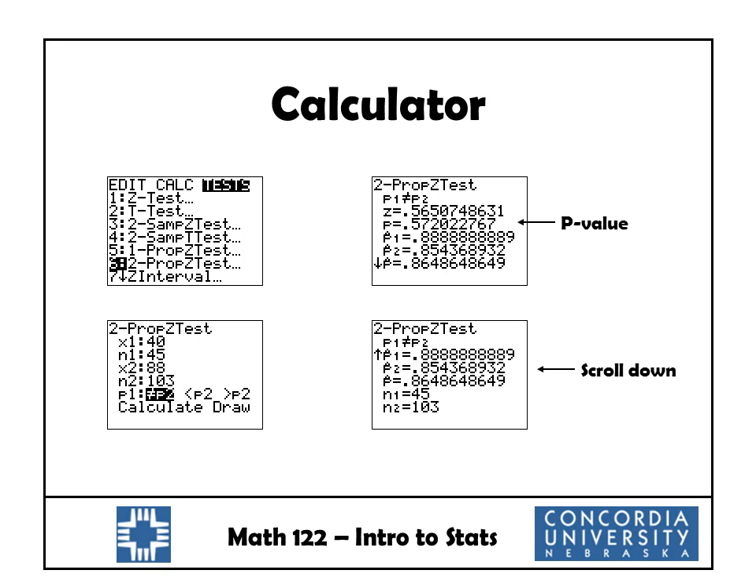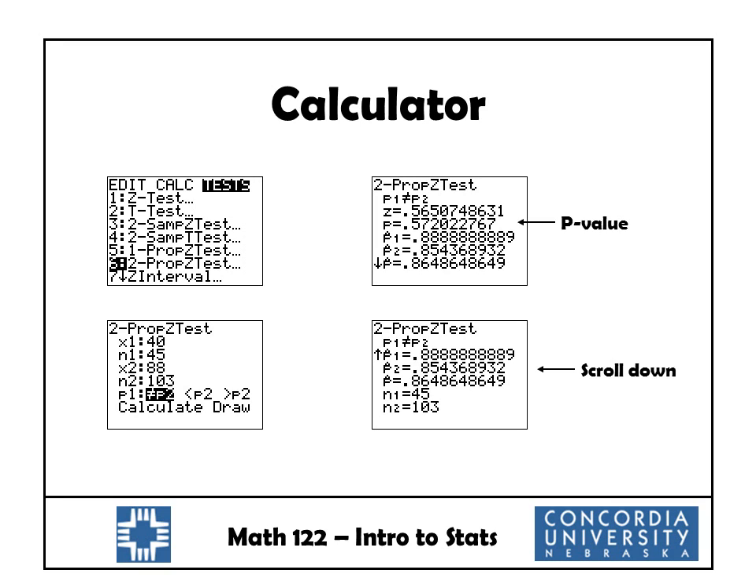Now let's enter things in our calculator. You see there in the upper left, option 6, 2-PropZTest. Below that you see the window where we enter information. x1 is 40, we just calculated that. n1 is 45. And then x2 is 88, we calculated that. n2 is 103. Next we enter the form of our alternative hypothesis, which is that P1 is not equal to P2, so we select that first option. And then below that we either do calculate or draw.